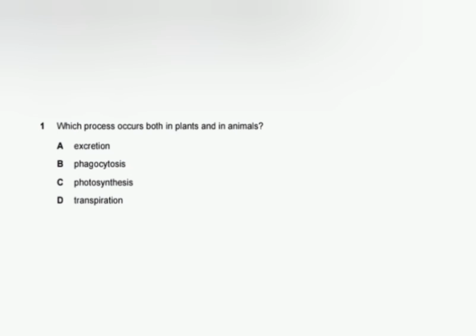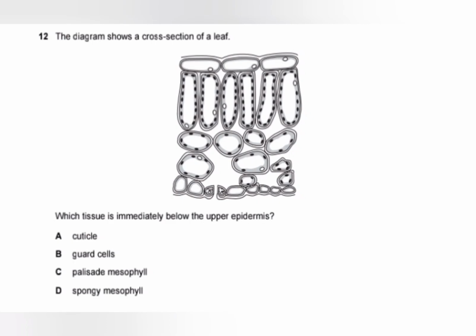Okay, so phagocytosis occurs in humans or in animals. Then as for photosynthesis occurs in plants. Then transpiration also occurs in plants. So the correct answer here is what? A, which is excretion.